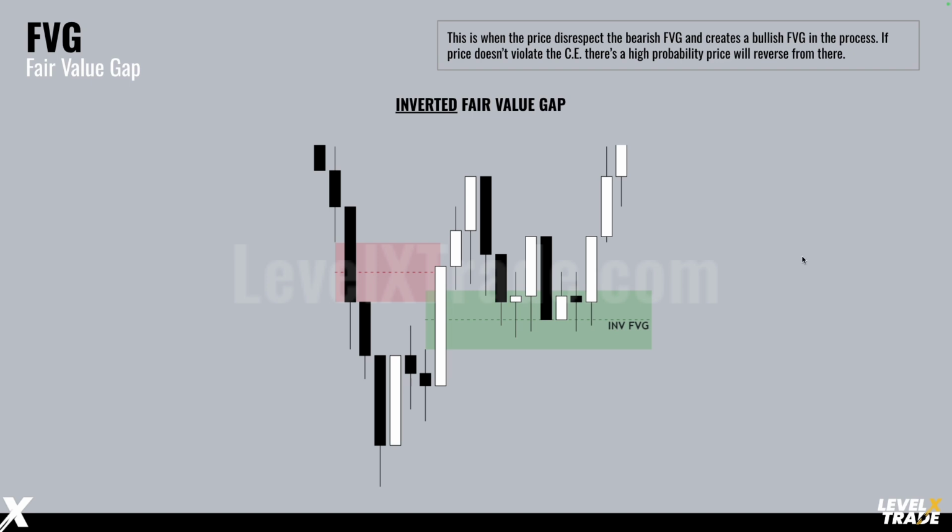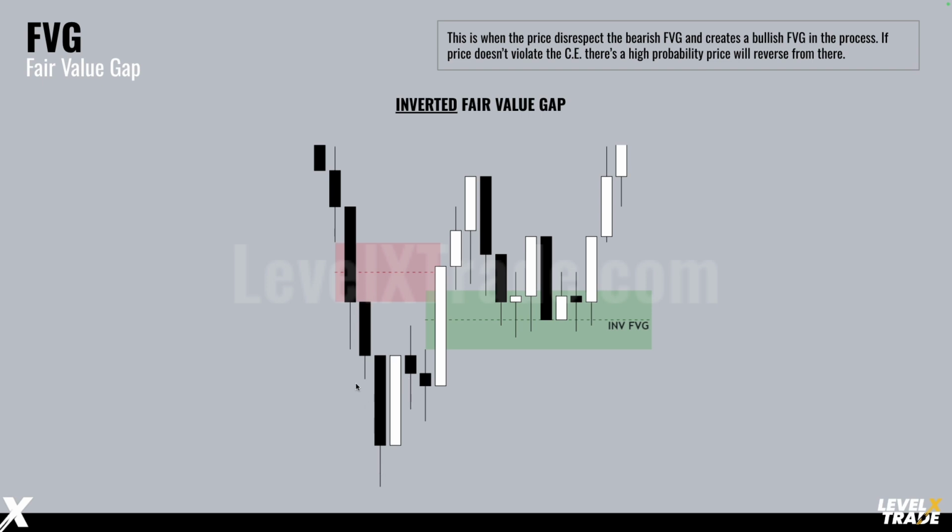Now, I wanted to give you an example, and then we're going to jump onto the charts, so I can show you in a more practical and easier way. But it's an inverted fair value gap, which is extremely powerful too. As you can see here, going down, we have candle 1, 2, 3. In between, there's a gap. So this is a fair value gap, a bearish fair value gap. So we mark that, and then price continues to go lower.